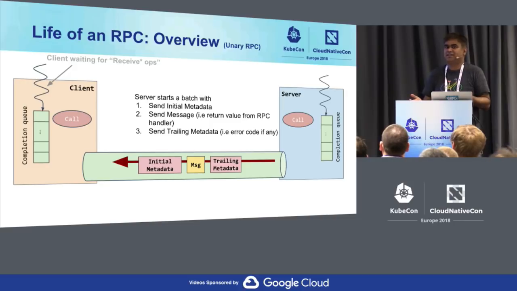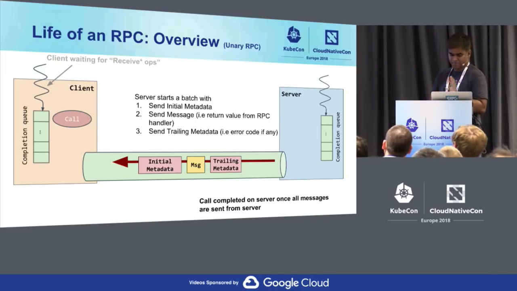That essentially results in another batch of operations, right? So it is sending its initial metadata. It is sending a message that contains the response of the unary call and trailing metadata that contains any error code. And once that batch is complete, the server is pretty much done with the call. The call is complete on the server.